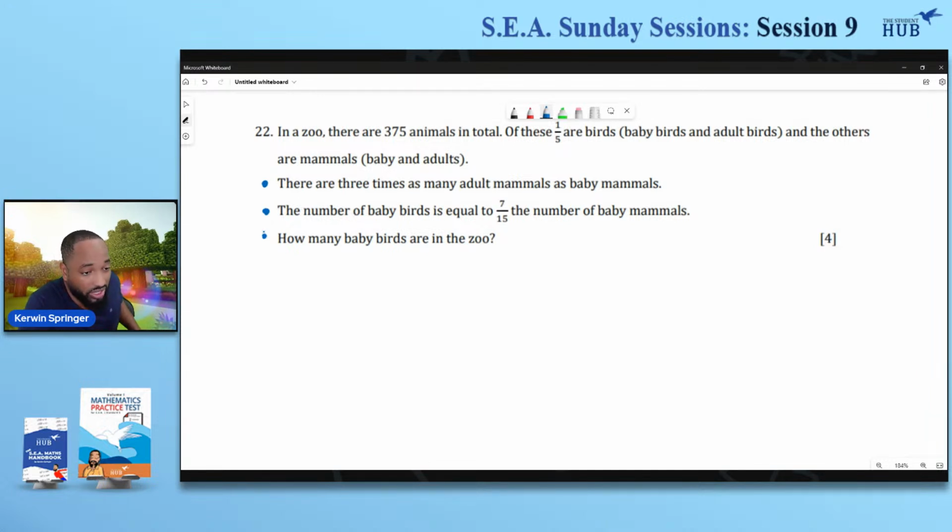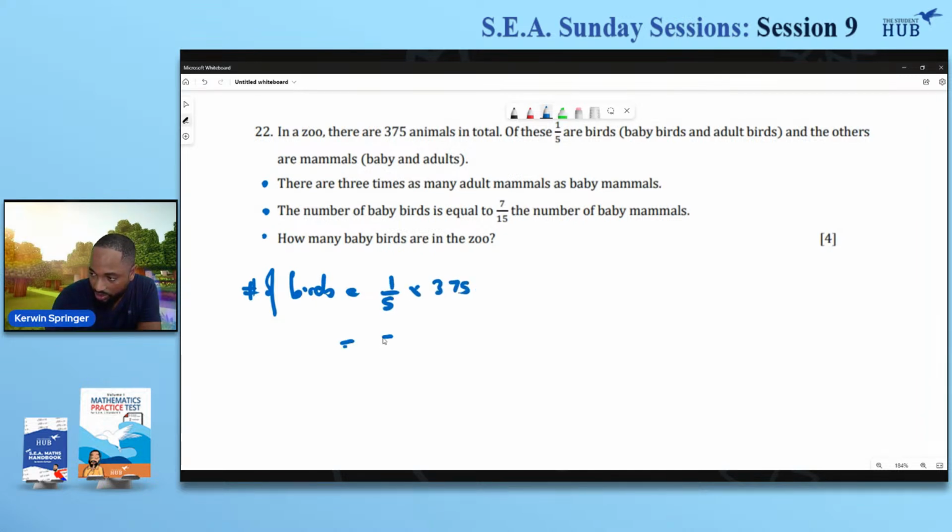So you need to stop, read the question a few times, and then see if you can just keep working simply. See if you can figure out a few things. 1/5 are birds. How many baby birds? I can start with the number of birds, since I know it's 1/5. 1/5 of 375 is 75 birds. Yeah, 75 birds. So I have that part down.